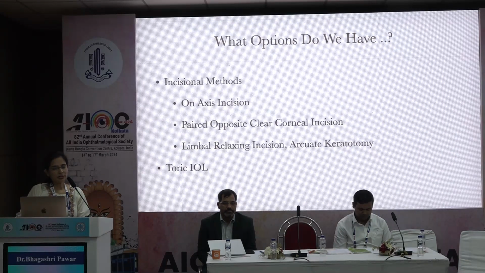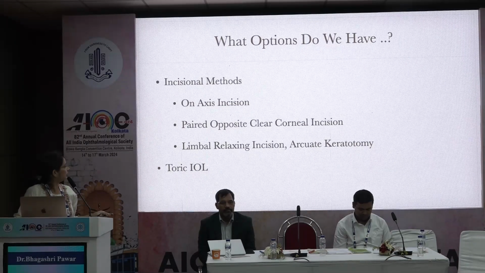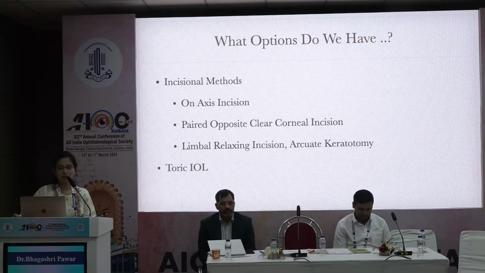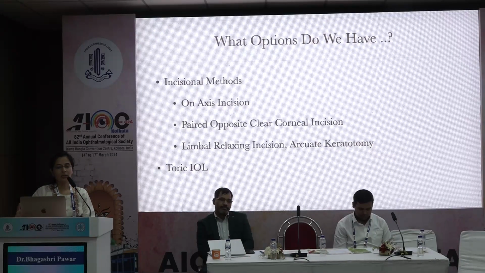To deal with astigmatism during cataract surgery, we have broadly these two options, the incisional methods and the lens-based methods. In incisional methods, we have on-axis incision, paired opposite clear corneal incisions, limbal relaxing incisions, and arcuate keratotomy. In lens-based procedures, of course, we have toric IOLs.